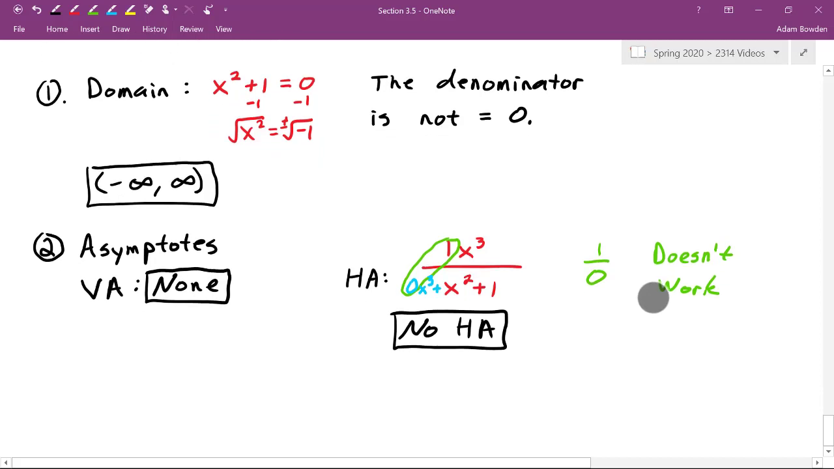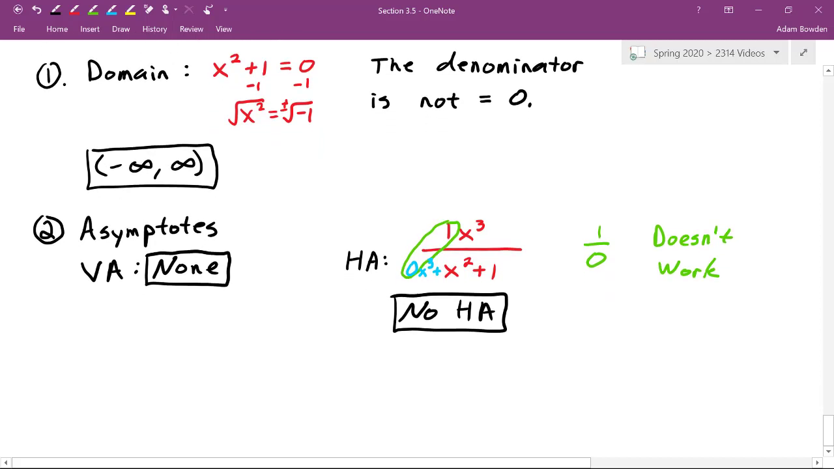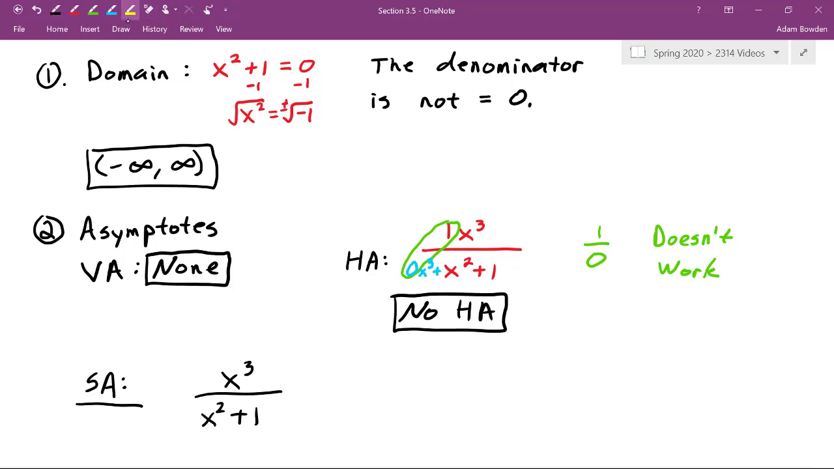The last other kind of asymptote out there is the slant asymptote. And if you recall, slant asymptotes only happen when the degree of the numerator is exactly 1 more than the degree of the denominator. And by that I mean the highest power of x in the denominator is 2. For the numerator it's 3. So this is a candidate for having a slant asymptote.